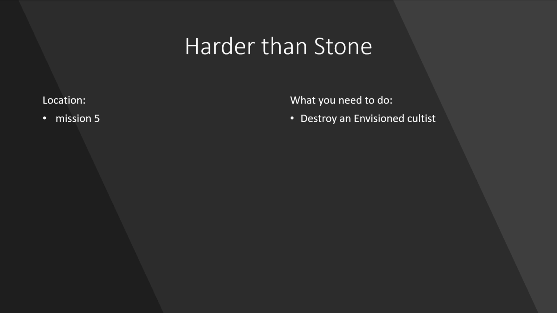The only place you can encounter an envisioned cultist is at the end of Mission 5 when you enter the void. They do a lot of damage, so typically focus on doing ranged damage to it until it kneels, and then you can go finish it. But I'll be showing you exactly in my video guide how I did it.